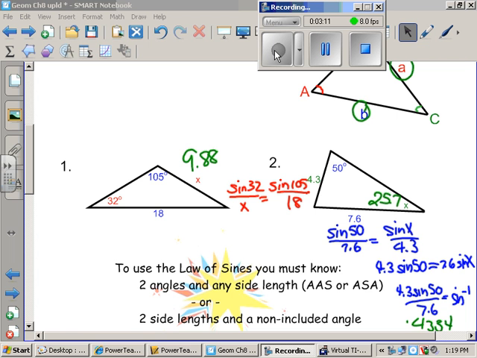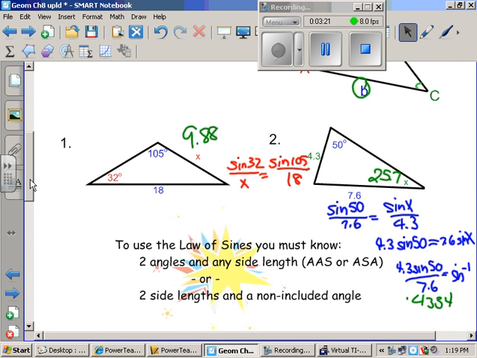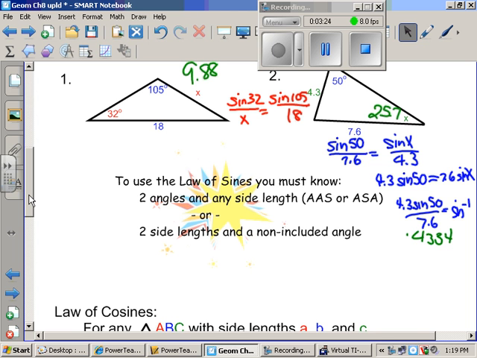So you plug that in, you get 0.4334. Since you're doing inverse sine, you plug in inverse sine of 0.4334, and you get 25.7. Okay? You use the law of sines when you have two angles and any side length, or you have two side lengths and a non-included angle. Then you are able to use the law of sines. So if you think about that, you can't set up a proportion unless you have those things.